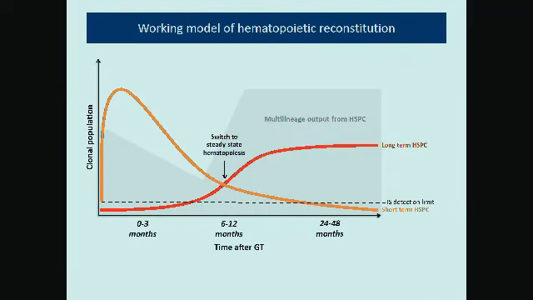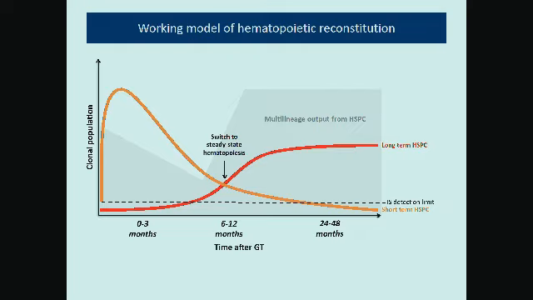So we came out with this model of hematopoietic reconstitution after transplantation in humans, which basically consists of a group of short-term HSPC, which are very active in the early phases with a limited multilineage output, which decreases up to 3-6 months. And then at 6 months, we have the takeover of the long-term hematopoietic stem cells.